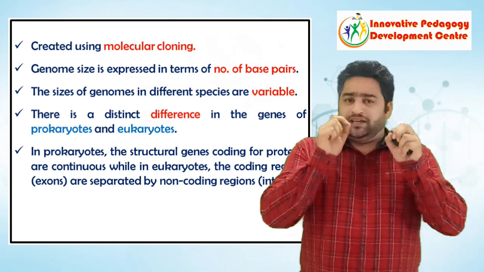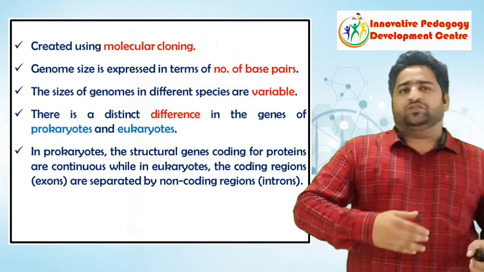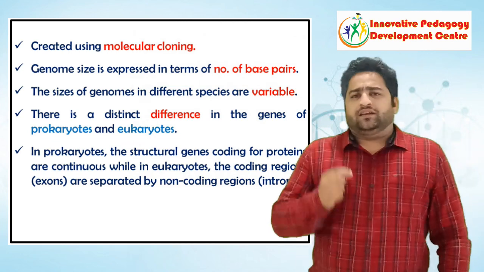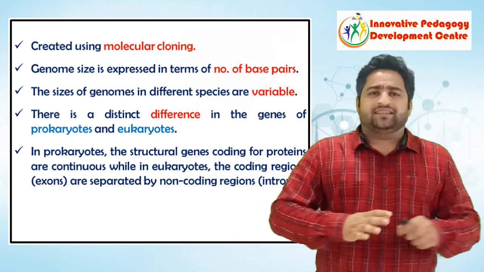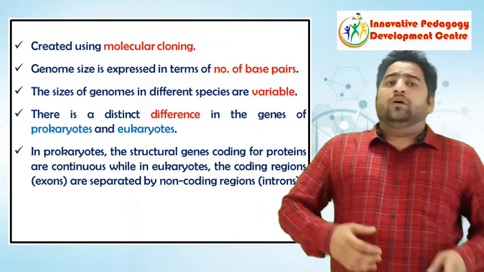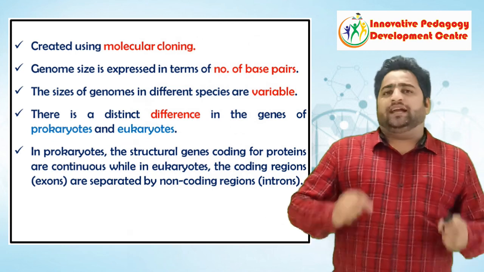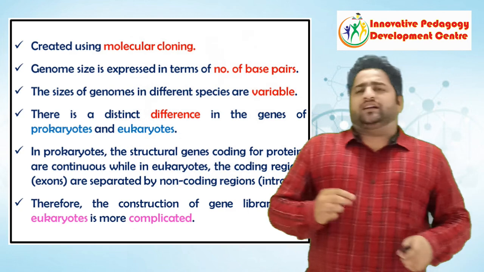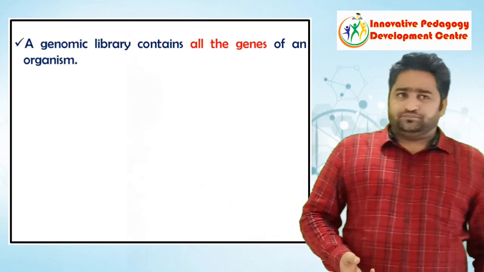This has to be marked very important because both the libraries depend on the prokaryotic source and the eukaryotic source. In prokaryotes, the structural genes, that is coding genes, coding for proteins, are continuous. There are no extra sequences, or there is no junk DNA. While in eukaryotes, the coding regions, that is exons, are separated by non-coding regions, that is introns. So therefore, the construction of gene libraries for eukaryotes is more complicated.